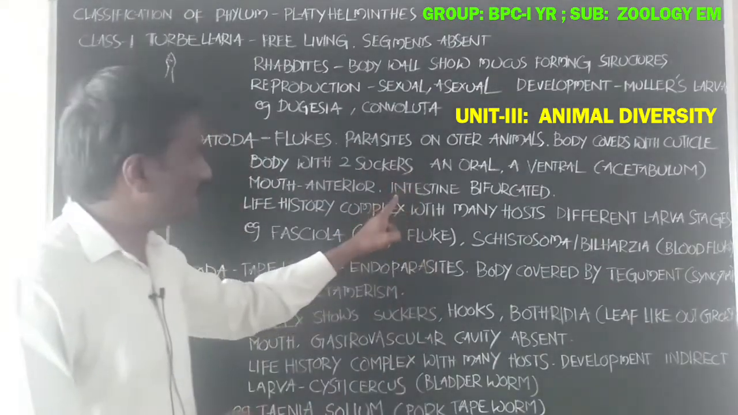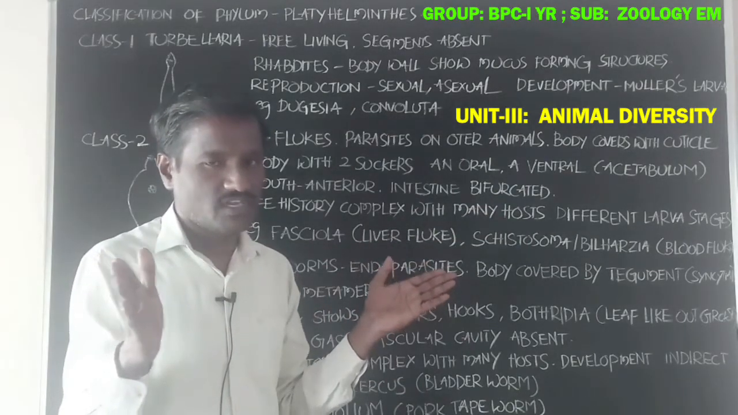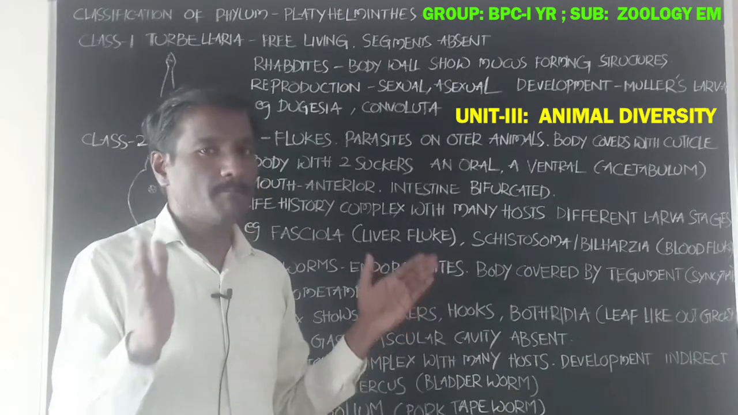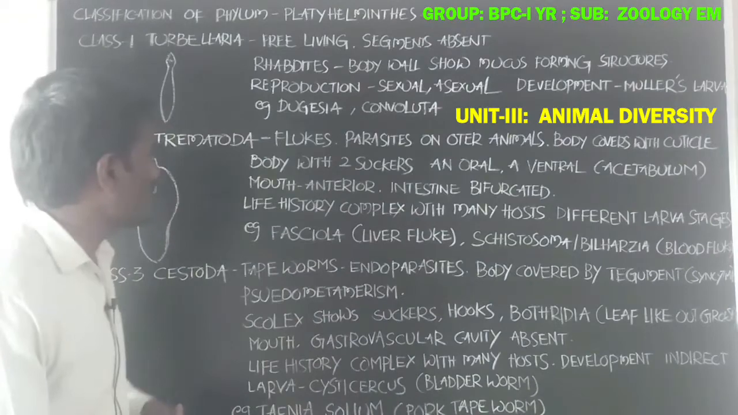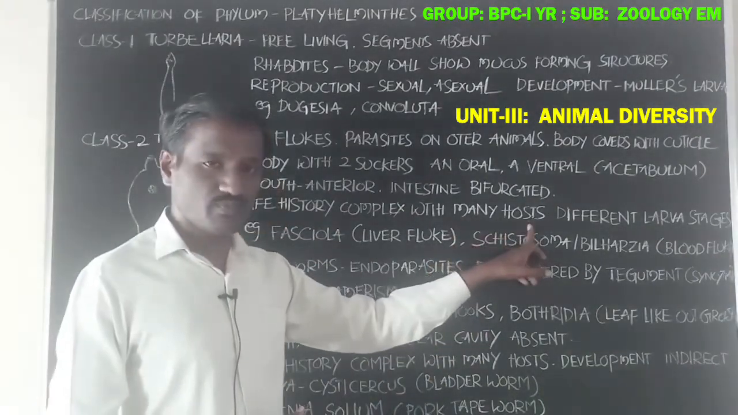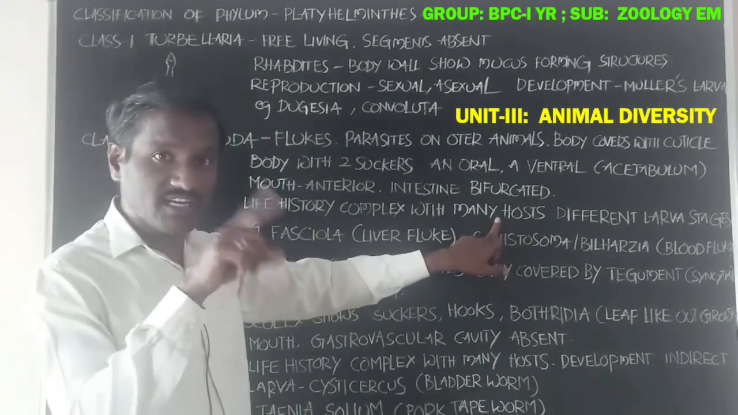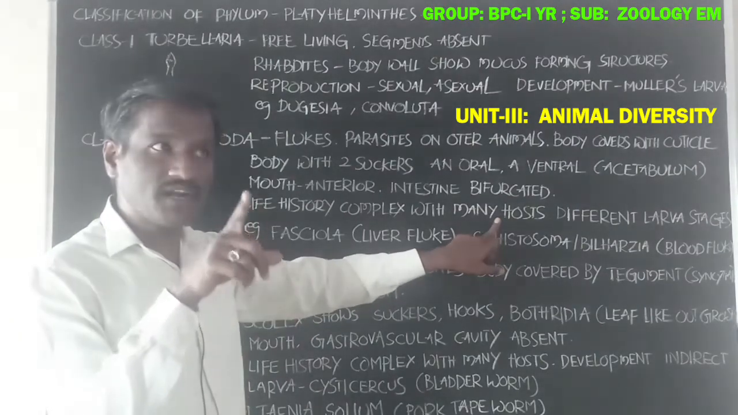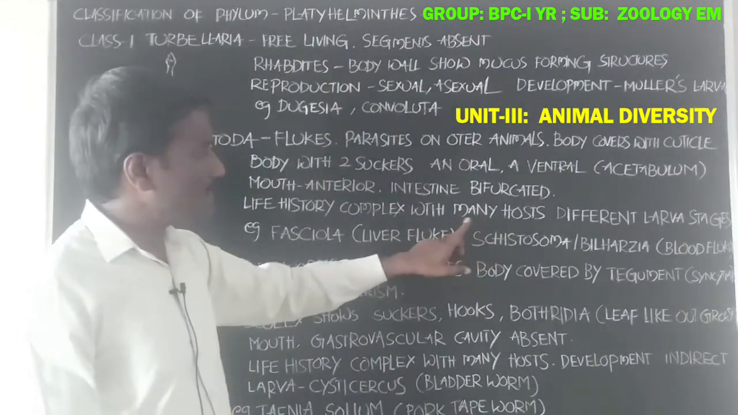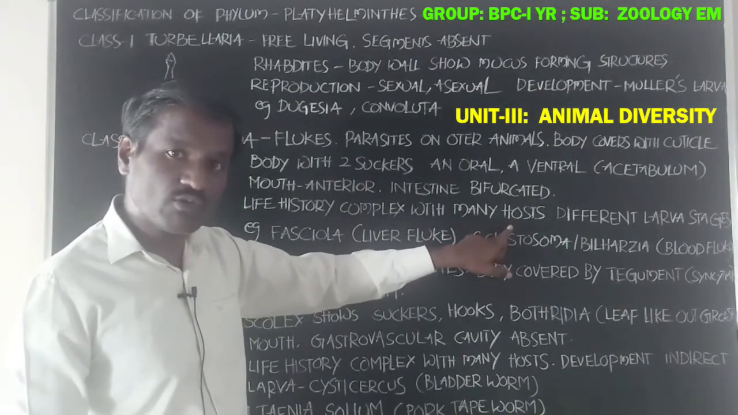Next, the intestine is bifurcated, divided into two branches in the body. Life history is complex, students, with many hosts. These animals show a parasitic mode of life and complete their life cycle in the body of another animal, which is called the host.